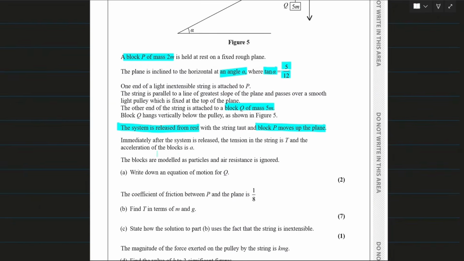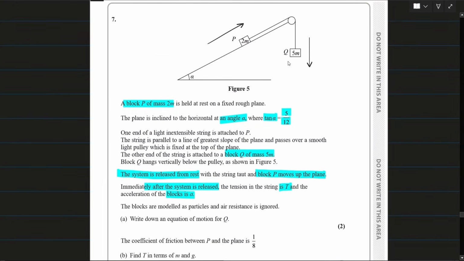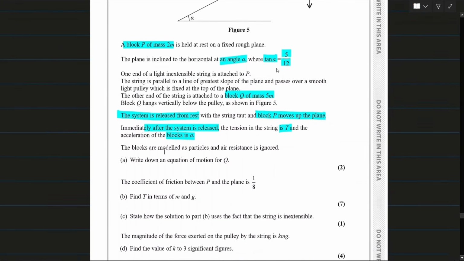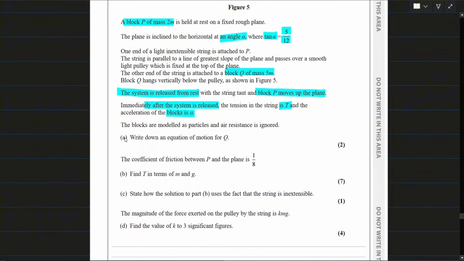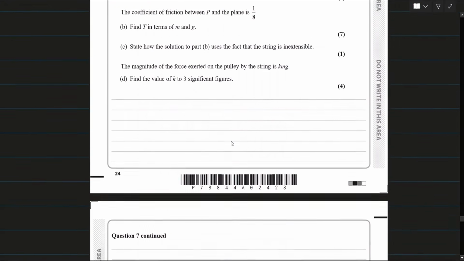Now it is also given that immediately after the system is released, the tension in the string is T and the acceleration of the blocks is A. So the tension in the string is given as T and the acceleration of each of the blocks is A. Now for part A, we have to write down an equation of motion for our block Q.